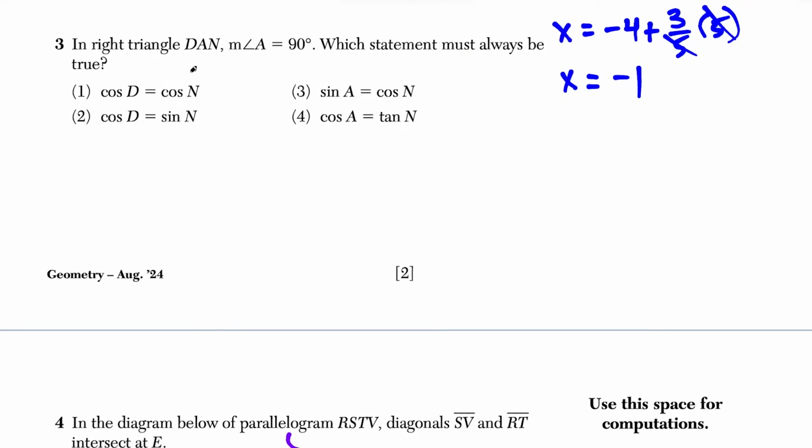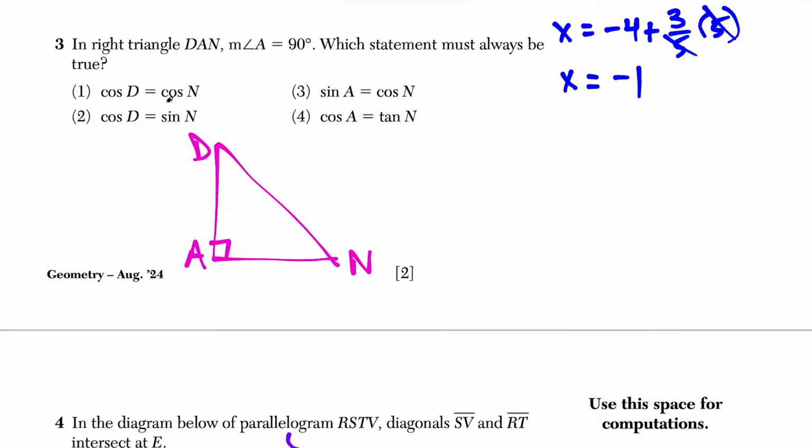Question 3, in right triangle DAN, the measure of angle A equals 90 degrees, and we want to know which statement must always be true. So for this one here, we could just draw out a right triangle. So we have a right triangle over here, and we're going to name it DAN, but angle A has to be 90 degrees. So the letter A is going here, and then I'll put D here and N here.